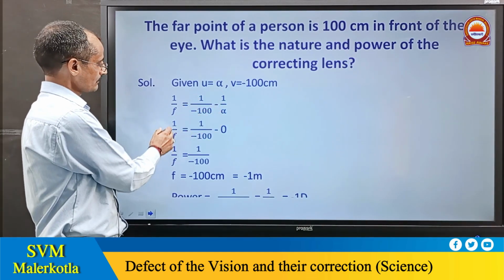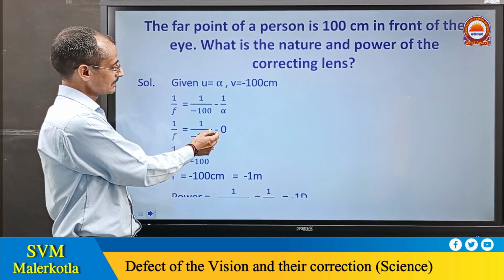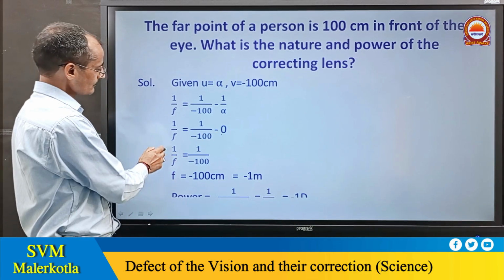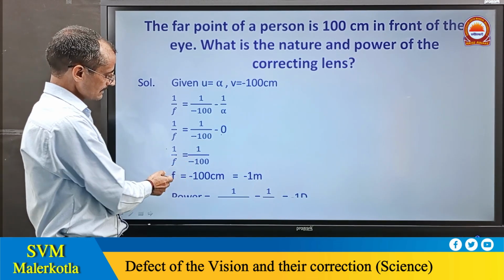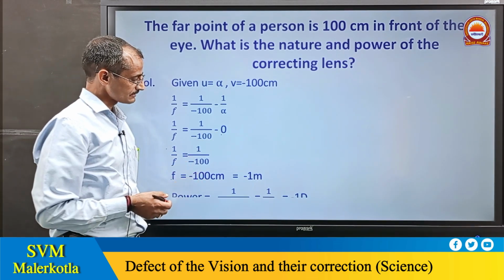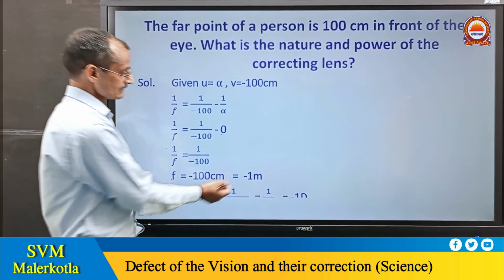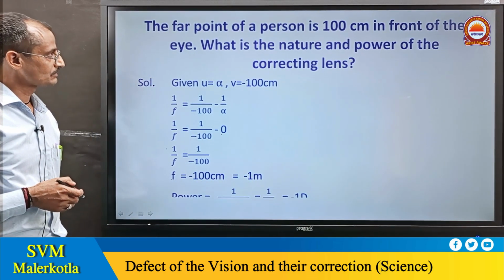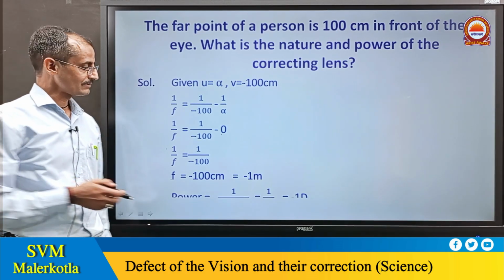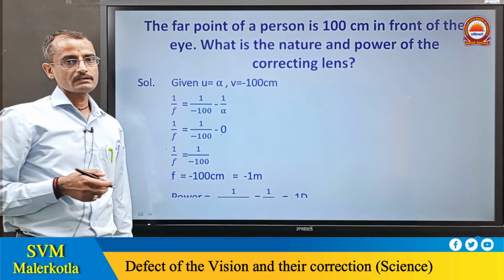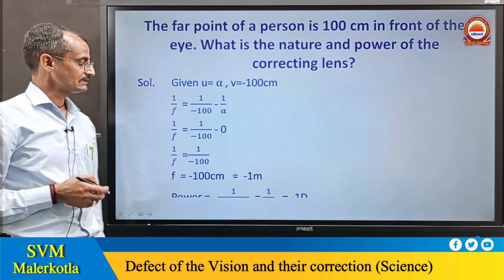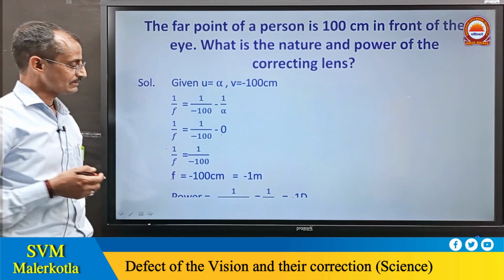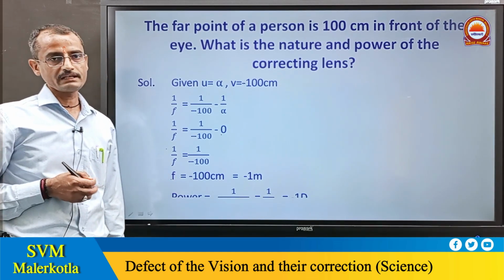u is equal to infinity. So 1 by f is equal to 1 by minus 100 minus 0. 1 by f is equal to 1 by minus 100 and f is equal to minus 100 centimeter, which is equal to minus 1 meter. So here the minus sign shows the nature of the lens, that is, having negative focal length, and negative focal length is of a concave lens.